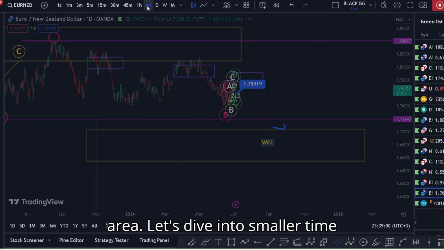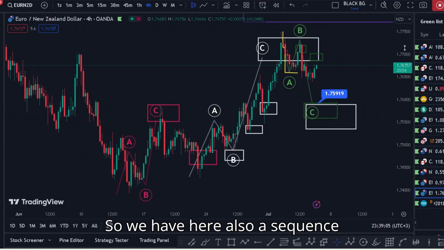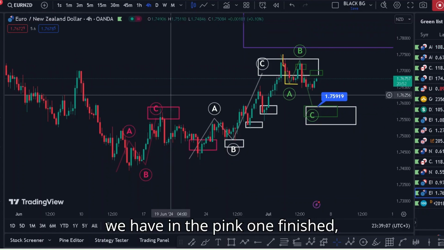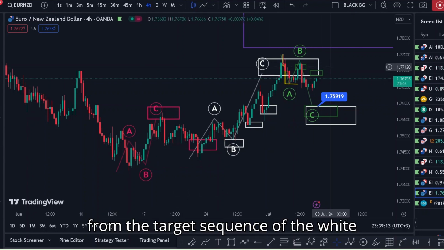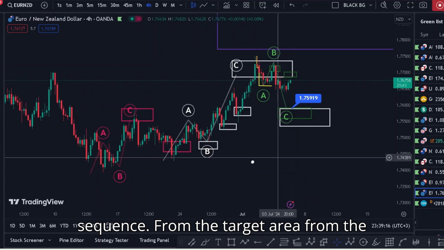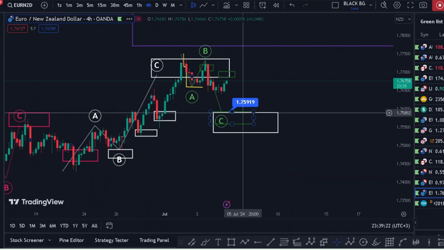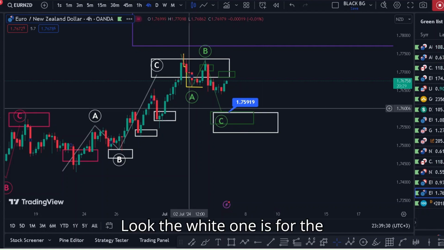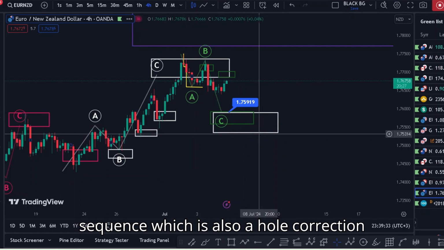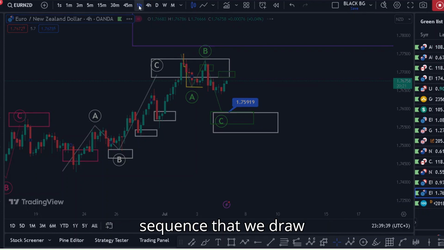Let's dive into a smaller time frame. So we have here also a sequence. We have the pink one finished, the white one finished, and from the target area of the white sequence, now we are waiting for the market to go or visit this white and yellow area. Look, the white one is for the sequence, which is also a whole correction level. But the green one, it's for the sequence that we draw.